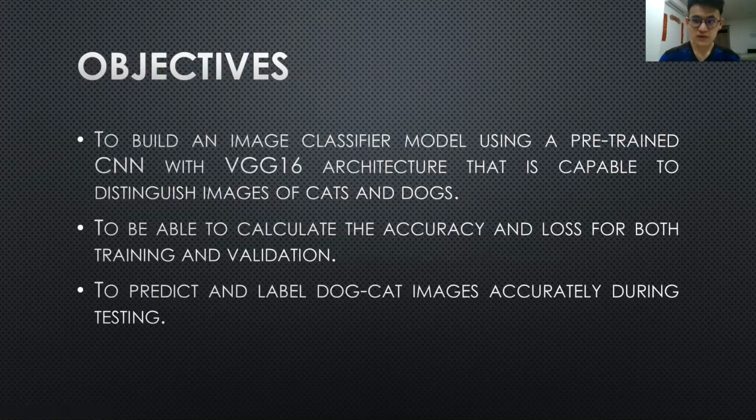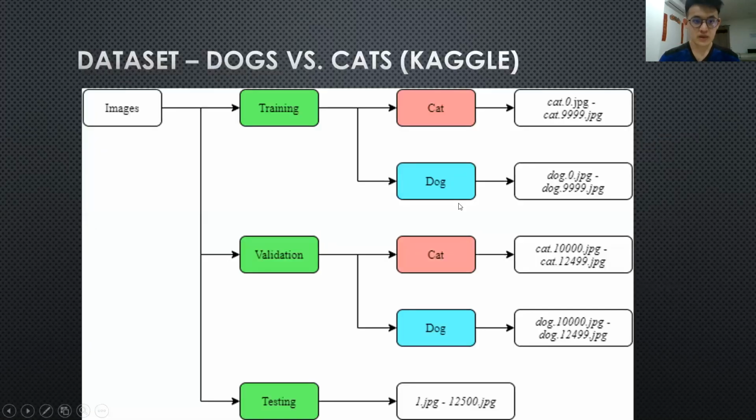So the objectives: first, to build an image classifier model using the VGG16 architecture and make sure it's capable of distinguishing the images of cats and dogs. Second, we want to calculate the accuracy and loss for both the training and validation process. And thirdly, we want to predict the labels of dog and cat images accurately when we're testing or predicting.